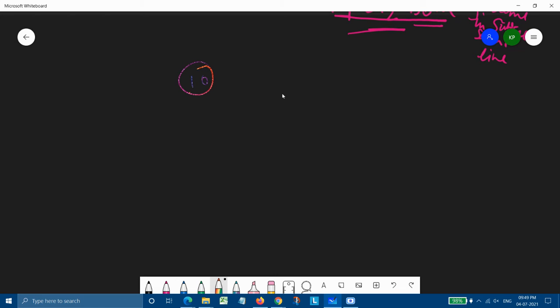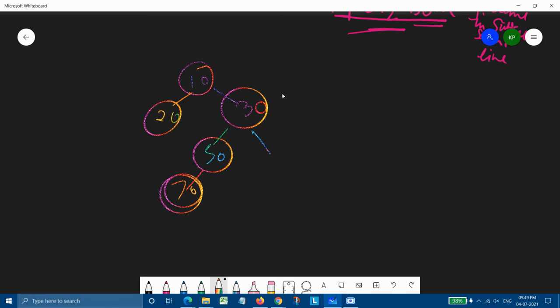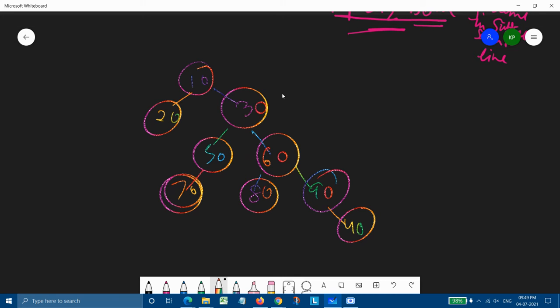We are given a tree with nodes 10, 20, 30, 50, 70, 60, 80, 90, and 40. So what I was saying was when they are in same line. For example here, 40 and 10, both are in same line. So that's why the lowest common ancestor will be 10 itself.